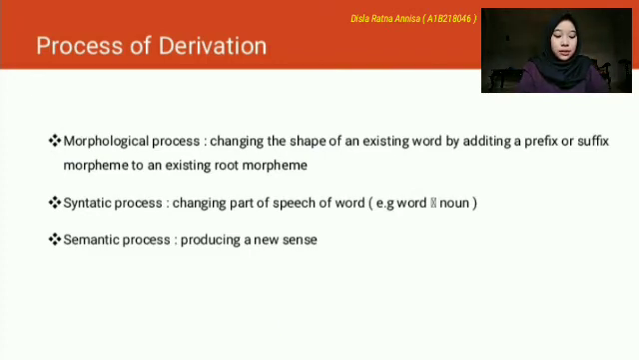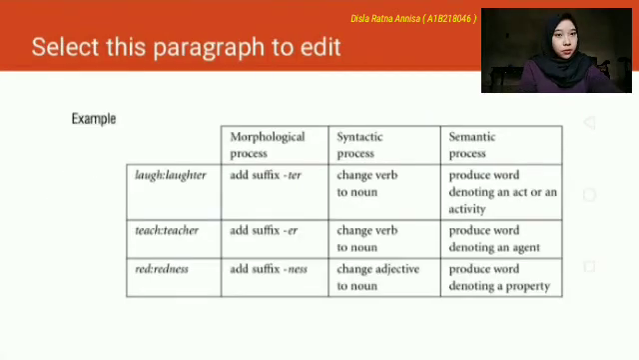The second one is the syntactic process. It is a process of changing the part of speech of a word. For example, if you want to change a verb into a noun, it's called syntactic process. And the last one is the semantic process. It is producing a new sense. So if you want to produce a new sense, it's called semantic process, or like we can make it as a sentence maybe.